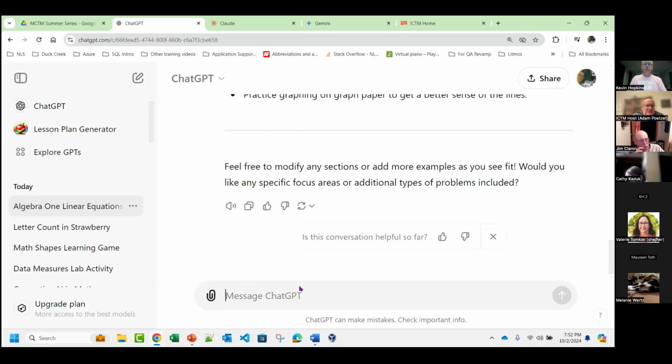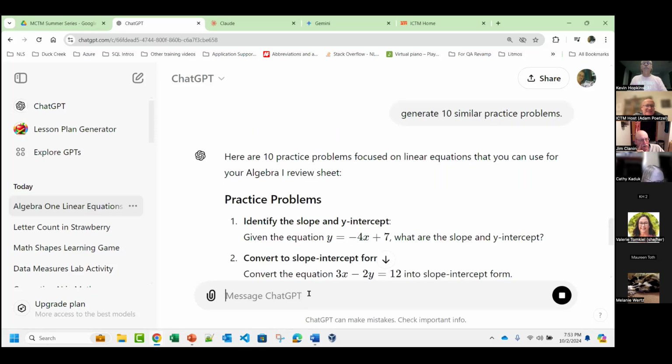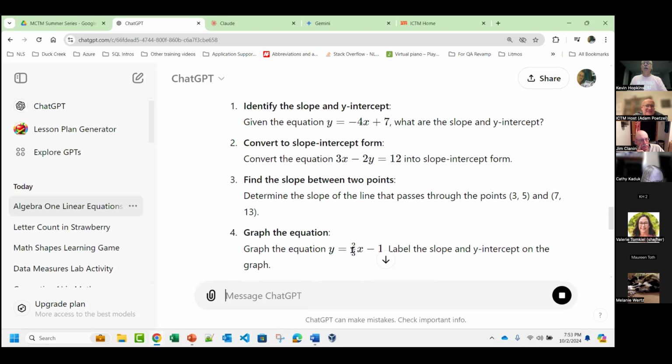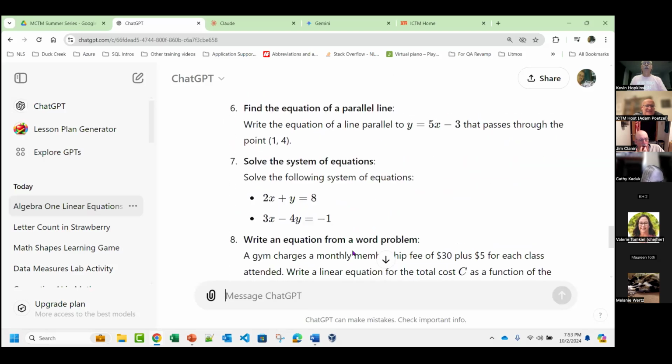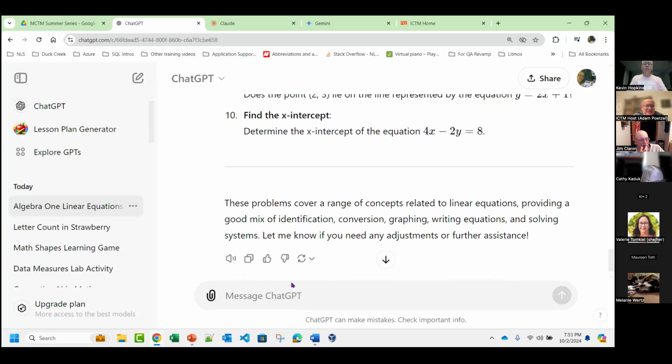So let me just follow it up, say generate 10 similar practice problems that get progressively harder. I'm just curious. And so it does give problems. Make those problems.